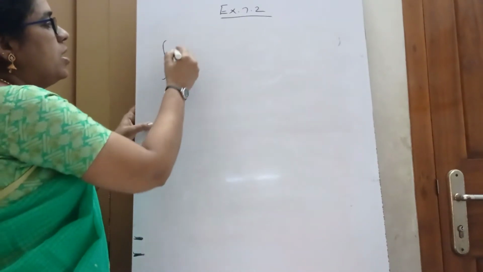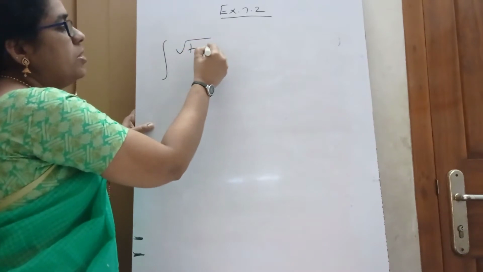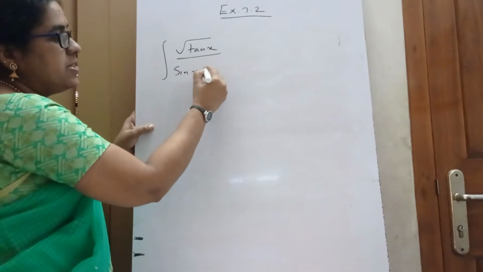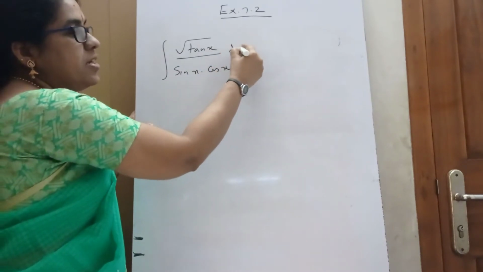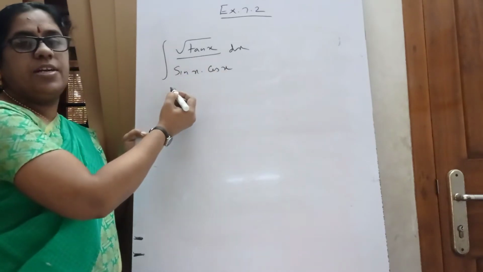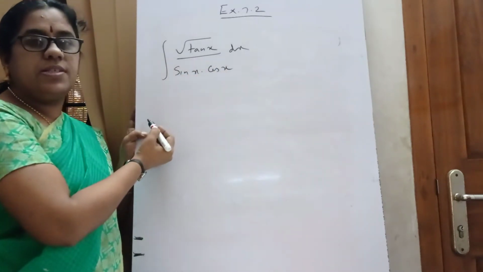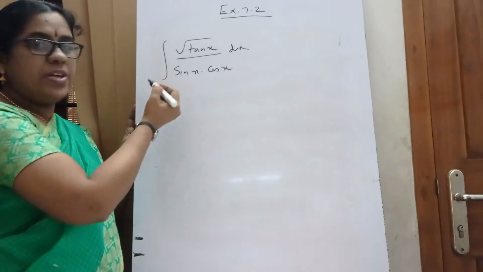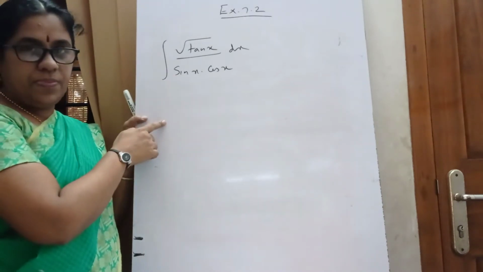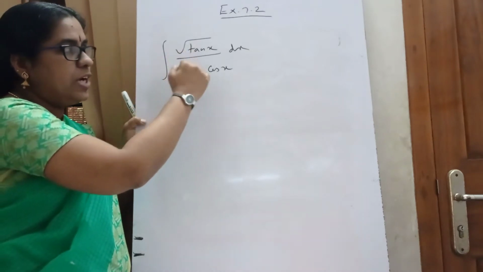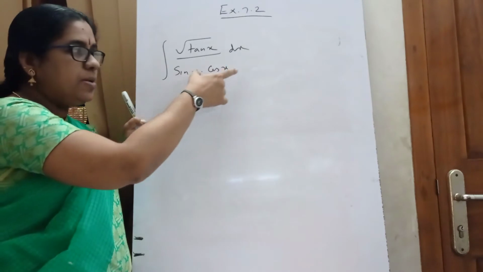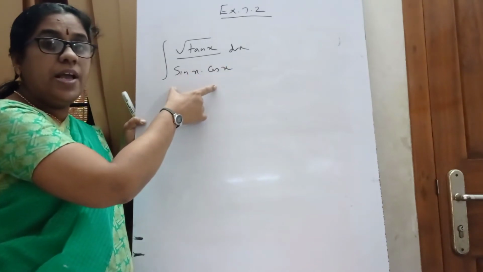Integral root tan x divided by sin x into cos x dx. This is the question. Here is a very important question. Here in this question we have to multiply both the denominator by cos x. Okay, multiply and divide the denominator by cos x.